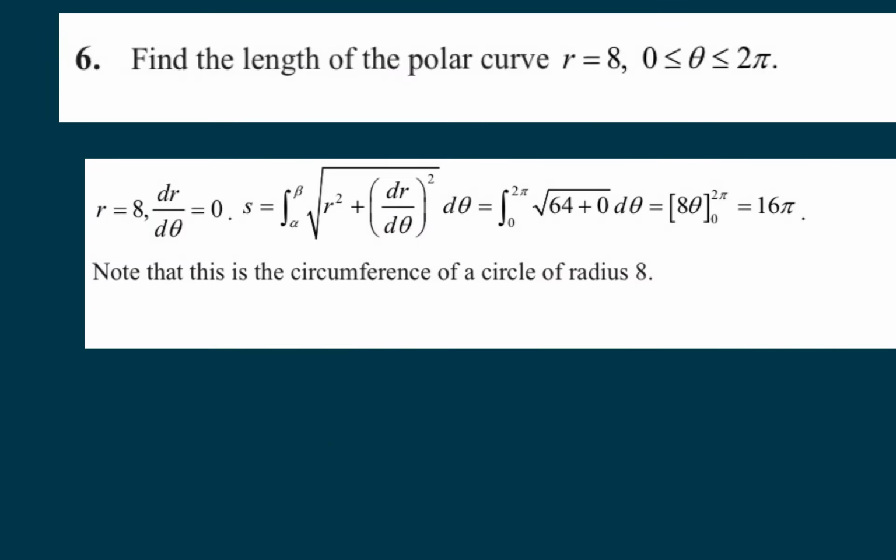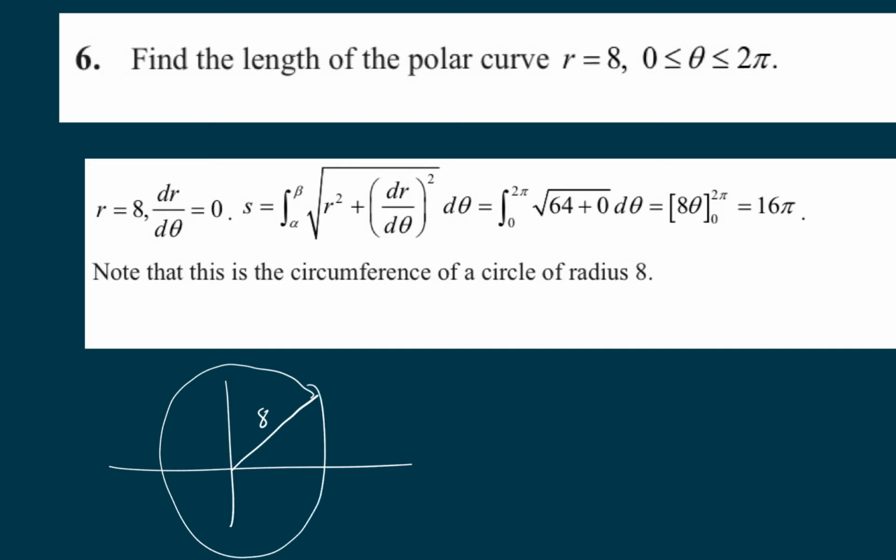So the next problem says find the length of the polar curve r equals 8. r equals 8 is the circumference centered at 0 with a radius 8. It is the set of points where r is equal to 8. So the equation should be x squared plus y squared equals 8 squared. And the problem says, find the length. If you walk from here around the circle, how many meters will you walk?